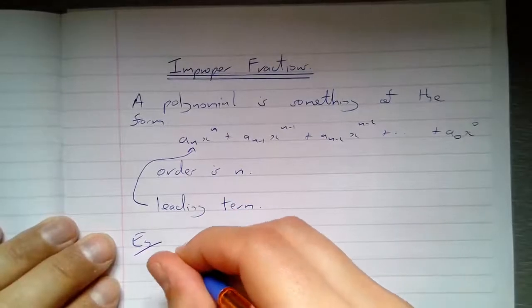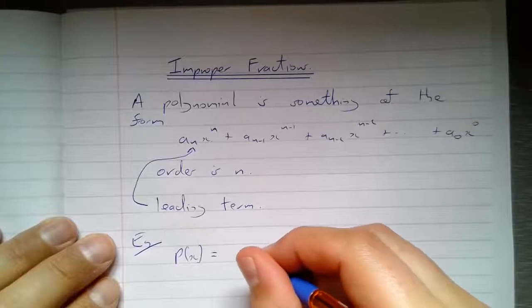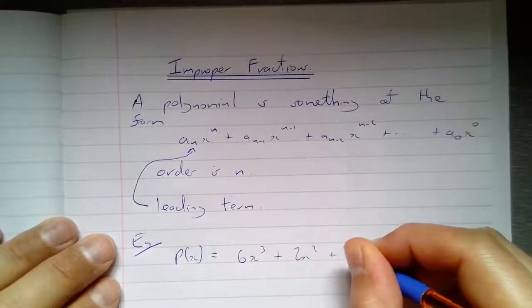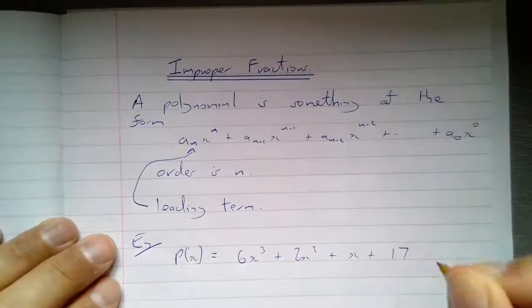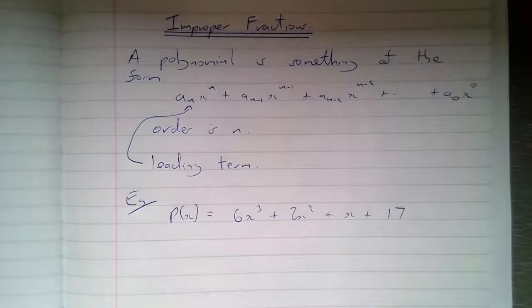So, for example, if I had some polynomial function, let's go for 6x cubed plus 2x squared plus x plus 17. Just have a quick think to yourself now, what would the leading term be, and what's the order of this polynomial?